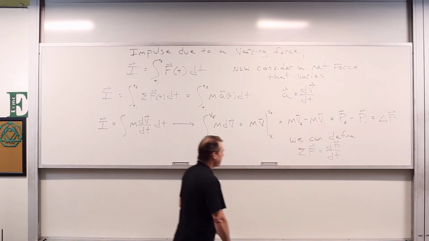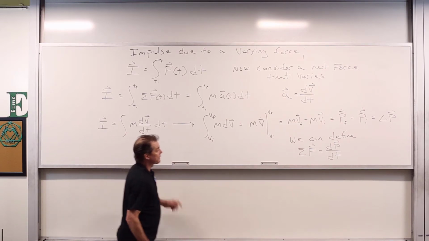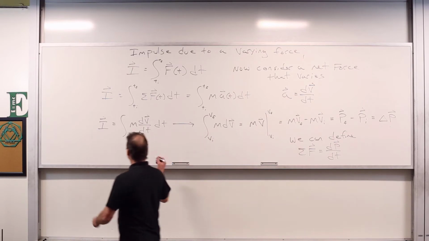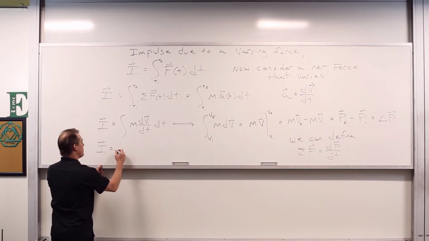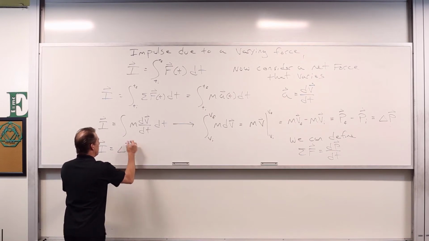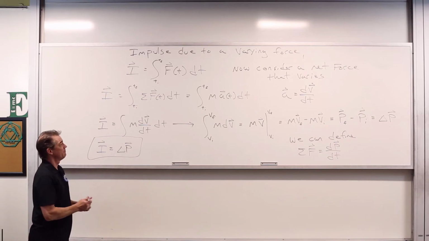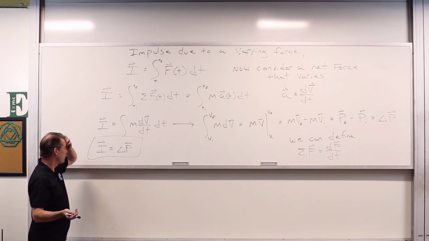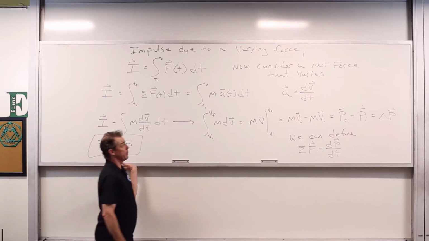But that's kind of that. So the main thing is that we still get impulse due to a net force producing an object's change in momentum, whether we have constant or varying net force. So let's do a little problem with this and see what we can do.